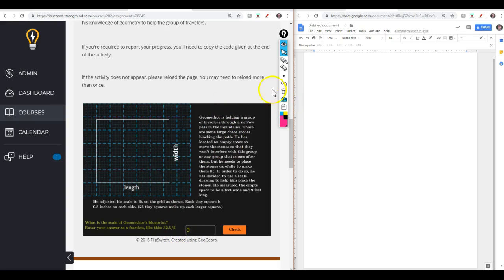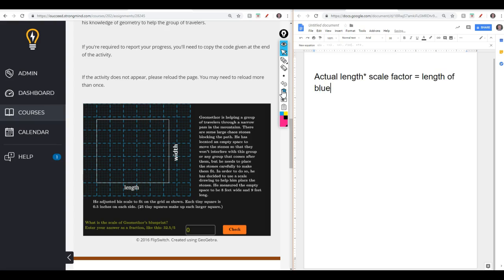Okay, so to find the scale, we're going to compare the actual length that he measured the space to be. We're going to multiply that by the scale factor, and that's going to give us the length on the blueprint. So now I'm just going to use some substitution really fast. The actual length he measured was 9 feet. I don't know what the scale factor is. That's what we're finding, so I'm going to represent that by S.